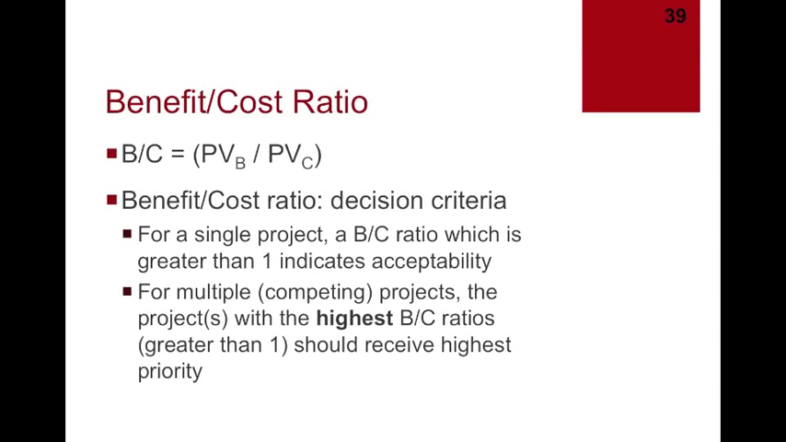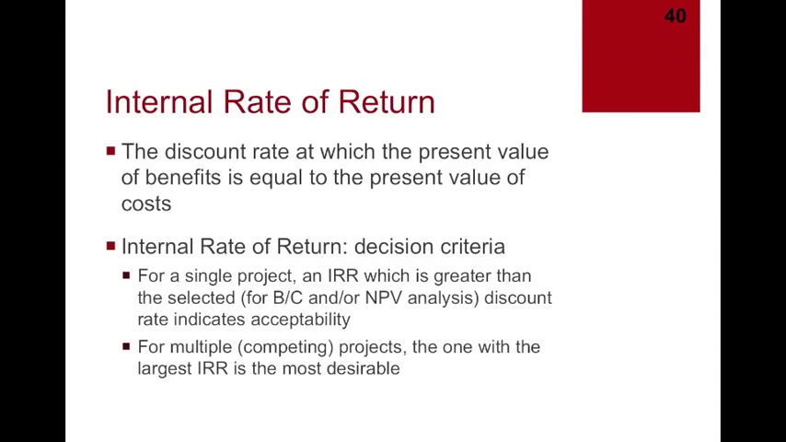Benefit cost ratio: if we take the same present value of the benefits and divide it by the present value of the cost, we get a benefit cost ratio, and we could use that. Of course, we want higher benefit cost ratios. So if you have multiple competing projects, the ones with the higher ratios are the ones you'll select.